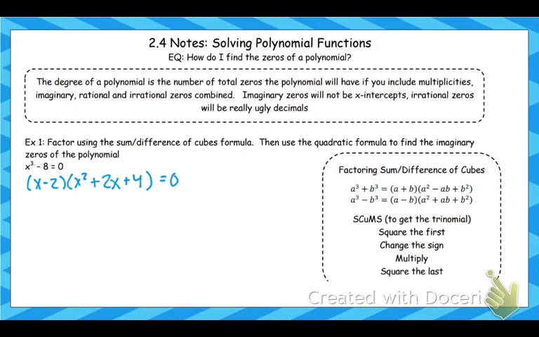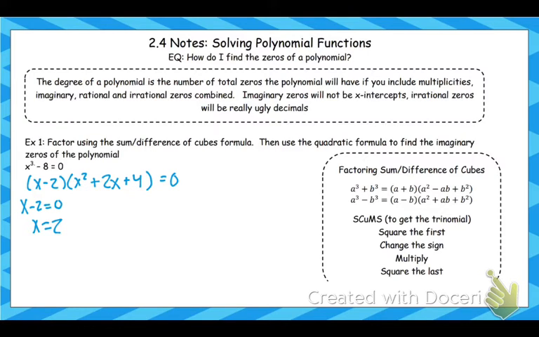All right, so now it says to use the quadratic formula to find the imaginary zeros. So if I want to find all the zeros of this polynomial, it's a third degree, so there's going to be 3 zeros. Well, one of these zeros is really easy to find. It's going to be x equals 2. The other zeros, though, are going to come from that quadratic that's in that factor.